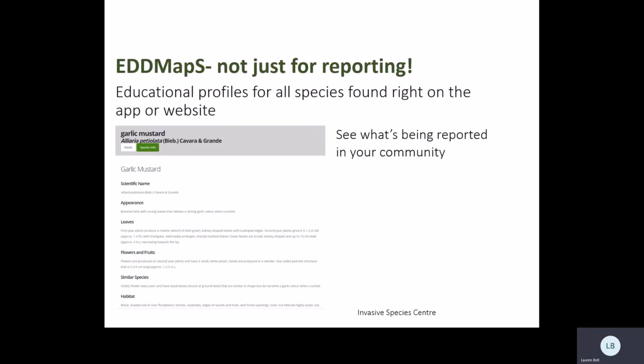It's important to note that EDMAPS is not just for reporting. There's educational profiles for all species that are reportable found right on the app or website. So here's the garlic mustard species profile, for example, that provides some additional background on the species to utilize while you're out and about looking for a species to report. EDMAPS is also a great way to see what's being reported within your community and get a better understanding of what species might be on your doorstep soon.